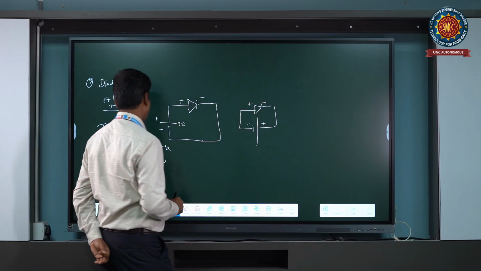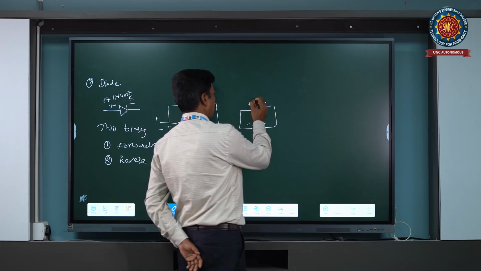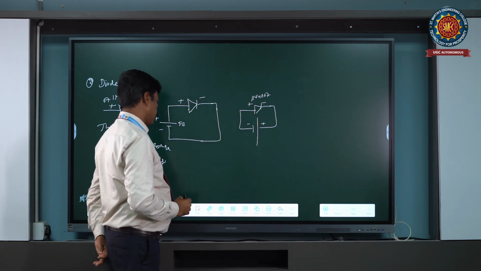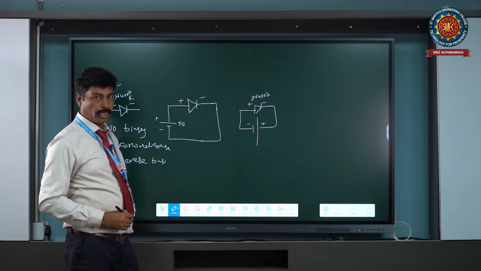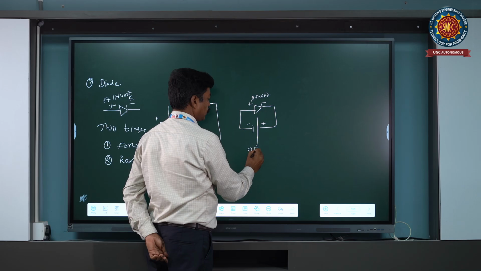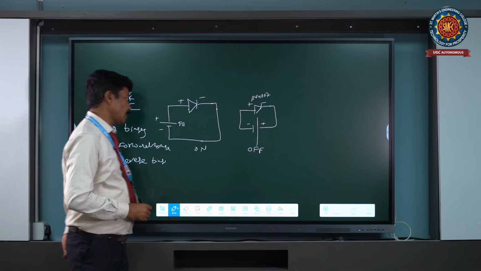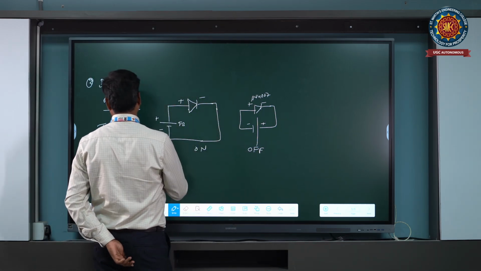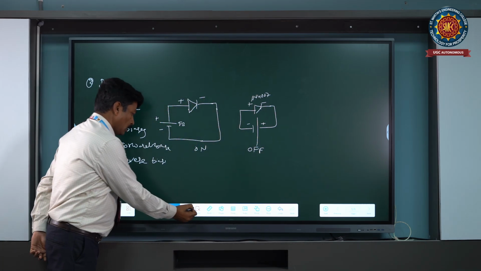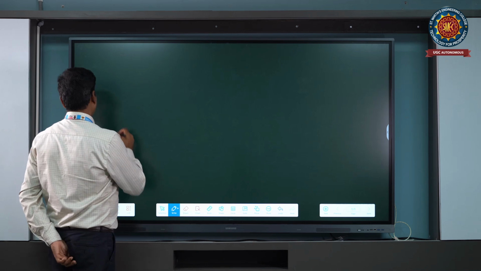The diode has two biases, forward bias and reverse bias, for diode number IN4007. Forward bias is the diode on condition, and reverse bias is the diode off condition. That is why the diode acts as a switch. The diode's main application is in rectifiers. Rectifiers use diodes, and another component is the resistor.